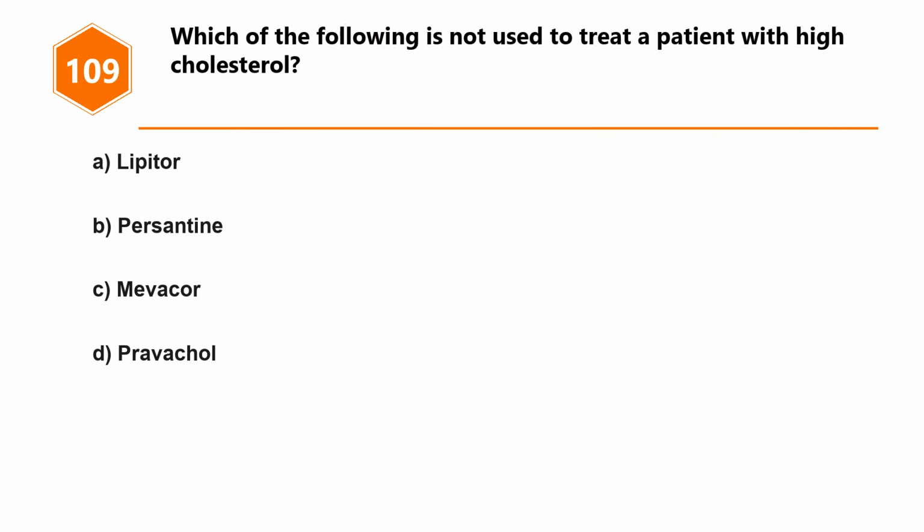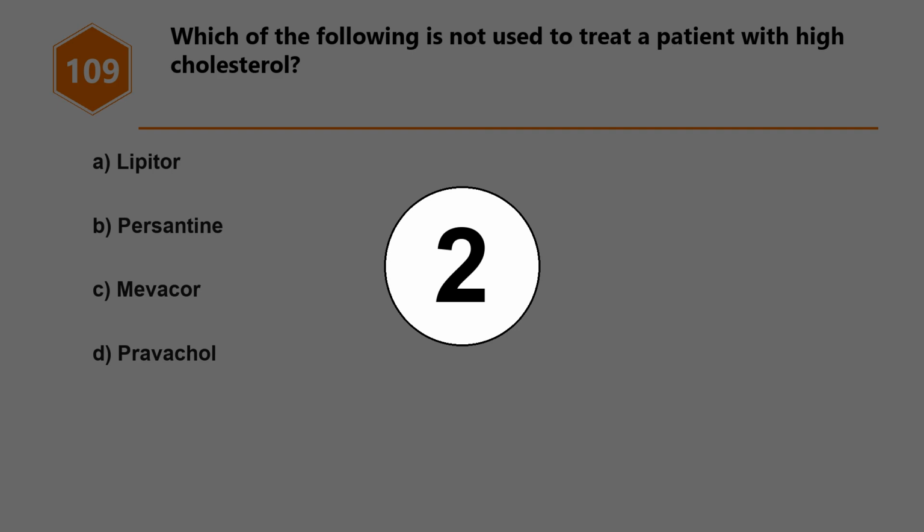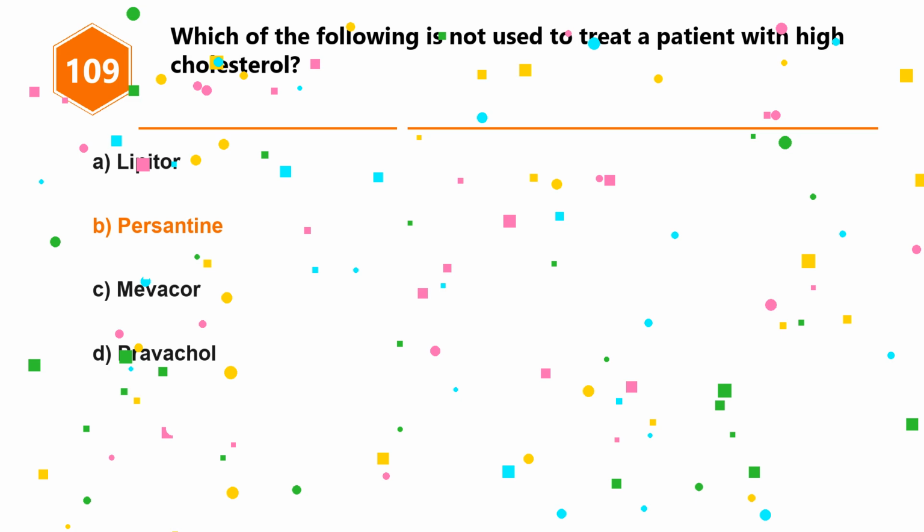Question 109. Which of the following is not used to treat a patient with high cholesterol? Option A, Lipitor. Option B, Percocet. Option C, Mevacor. Option D, Pravachol. The correct answer is option B, Percocet.